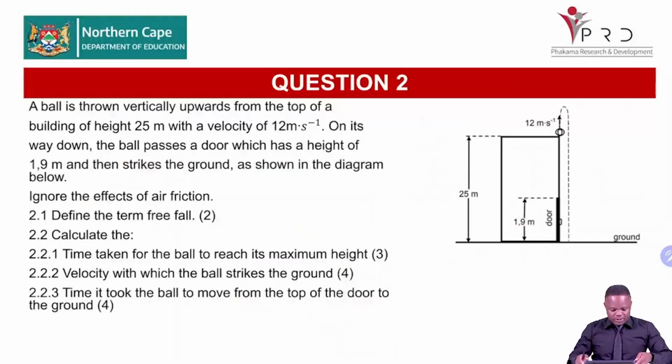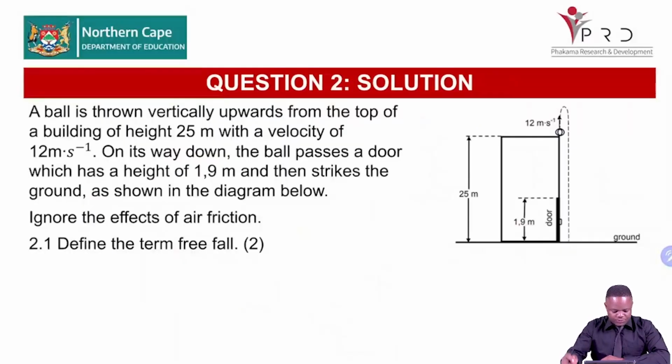Right, welcome back. Now let's look at our question 2. We're saying a ball is thrown vertically upwards from the top of a building of height 25 meters. You can see there. On its way down, the ball passes a door which has a height of 1.9 meters, right? And then strikes the ground as shown in the diagram below. Okay, quite an interesting question. Ignore the effects of air friction.